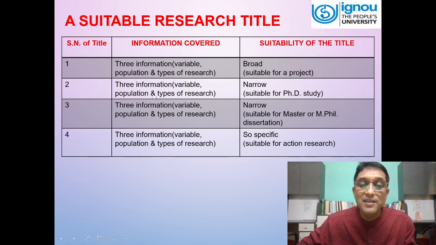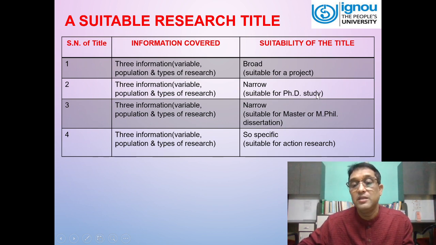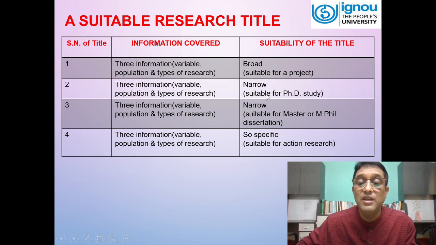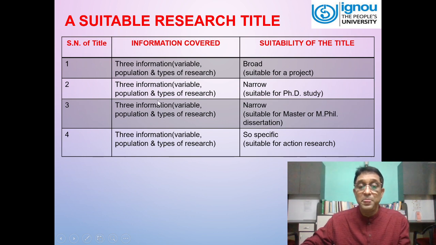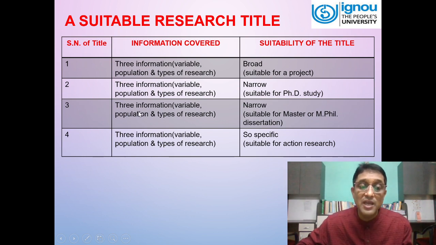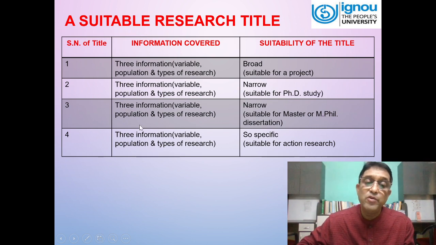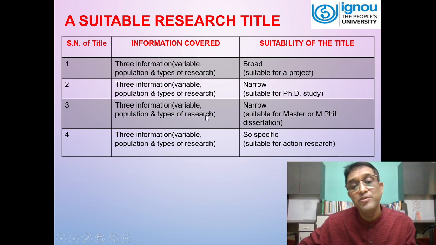Then in the second title, three pieces of information we are getting: an idea about the variable, population and type of research, but this is suitable for a PhD study. That is in the state of Chhattisgarh. You can conduct a PhD study. Further, in the third title, this is an appropriate title. Three pieces of information you are getting about the variable, population or area, and type of research.